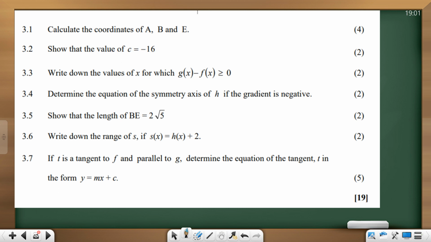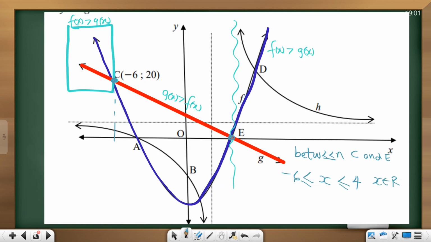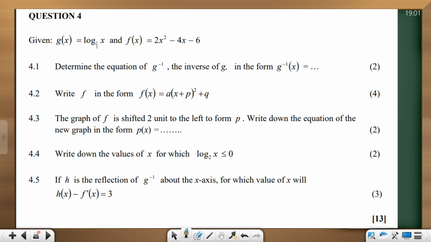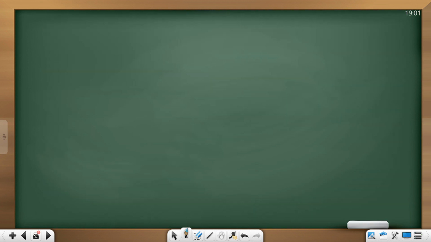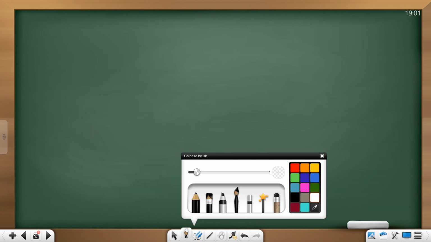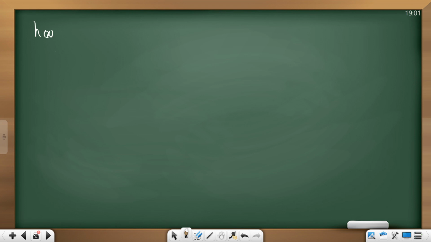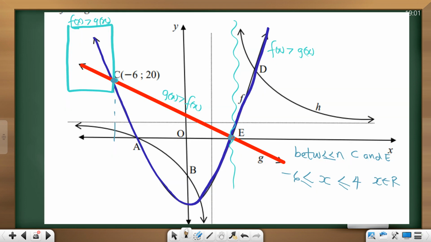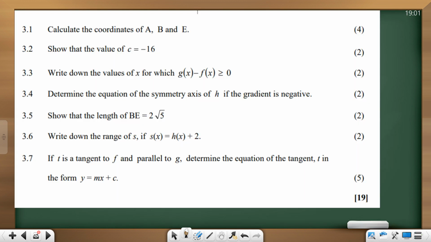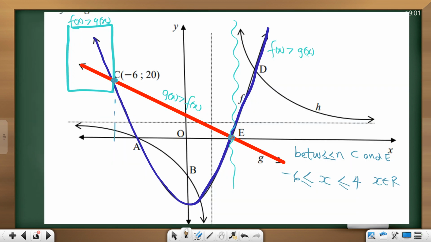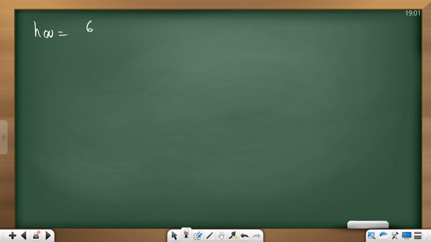Right, determine the equation of the axis of symmetry of H if the gradient is negative. So easy stuff. If the gradient is negative, let's see. What is our equation? H of x is equal to 3. No, it's 6. Is it 6 or 3? 6 over x minus 2 plus 1. By the way, do you see that this can be written as y, right?